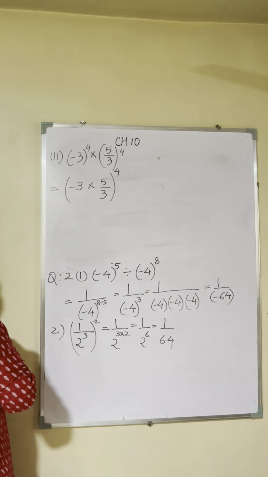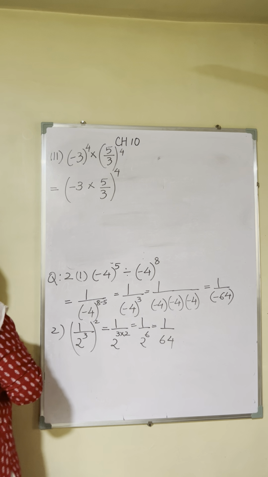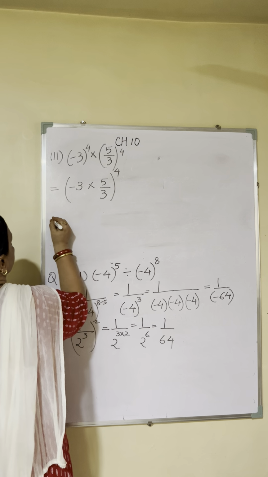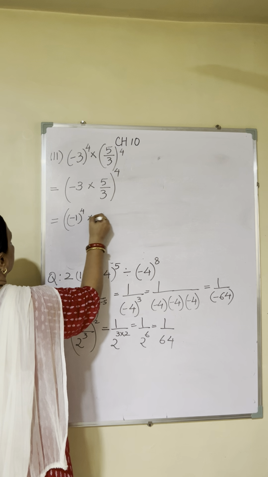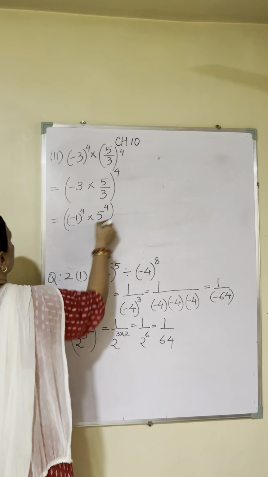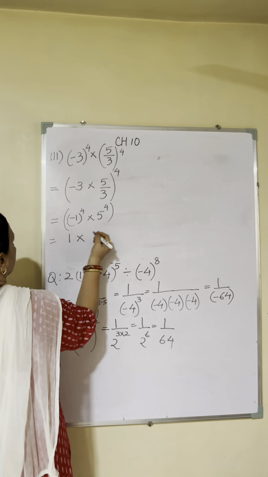Can we write this way? Yes. 3 3 cancels. Give the power. This is 1. 5 raised to 4.